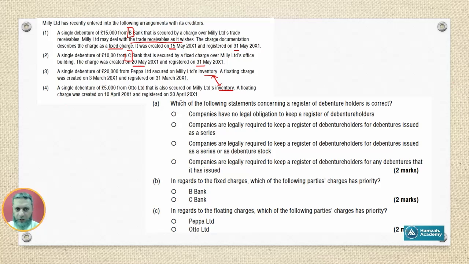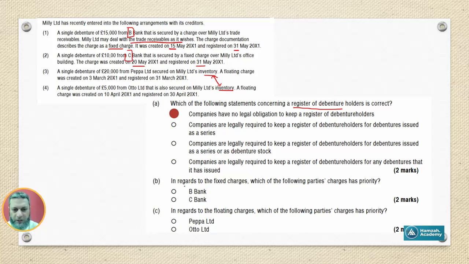So let's first see the question. Which of the following statements concerning the register of debenture of shareholder is correct? Now, register of debenture holders, it is a good practice, but it's not a legal requirement. Just like the register of shareholders or register of directors, this is not a legal requirement because ultimately the registrar has the register where he maintains all the records of a company's charges.